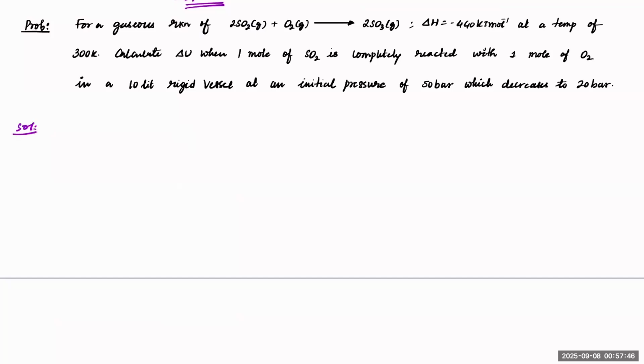For a gaseous reaction, delta H naught is mentioned, along with the temperature at which it is given. Calculate delta U when 1 mole of SO2 is completely reacted with 1 mole of O2 in a 10-liter rigid vessel at an initial pressure of 50 bar, which decreases to 20 bar. The rigid vessel itself gives you the assumption that it is happening at constant volume.